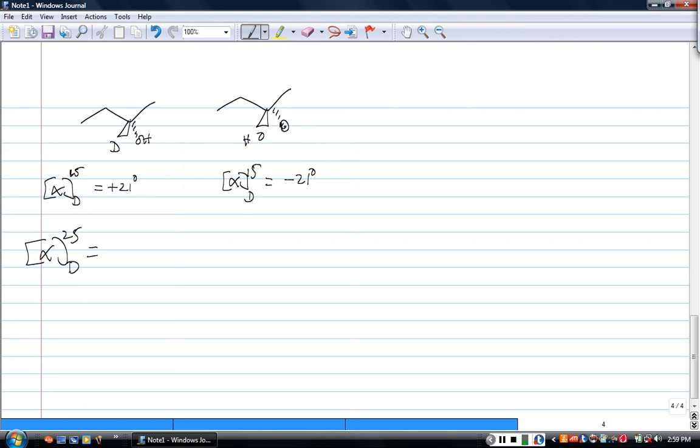So if I tell you the alpha 15D is plus 21, what is the alpha 30D? Because I've multiplied the temperature by 2. The answer is you have no idea. You know it's plus something, but you just don't know what the something is.